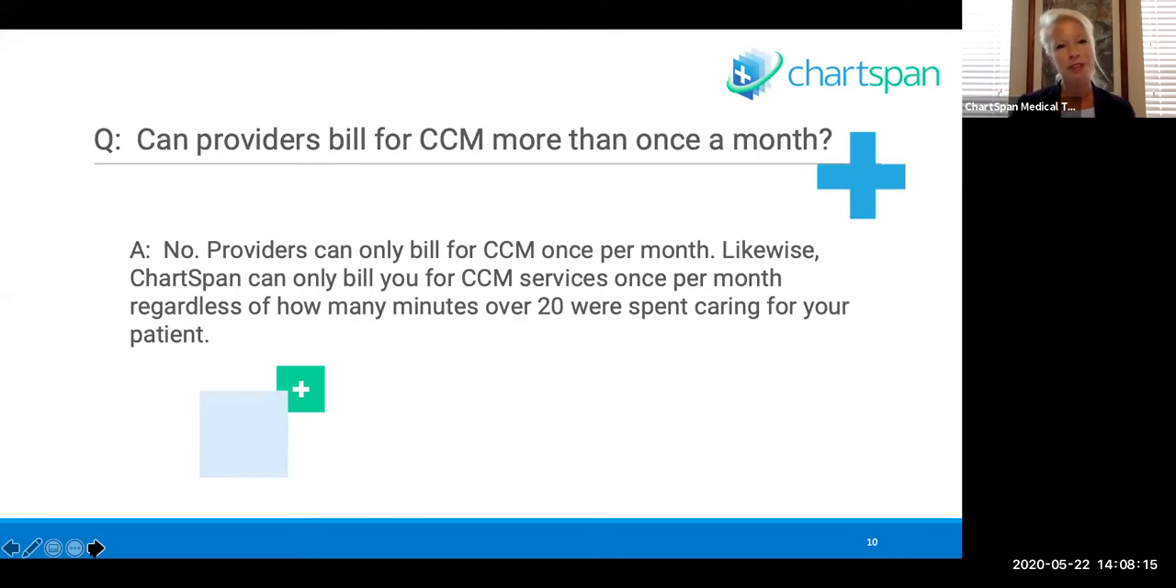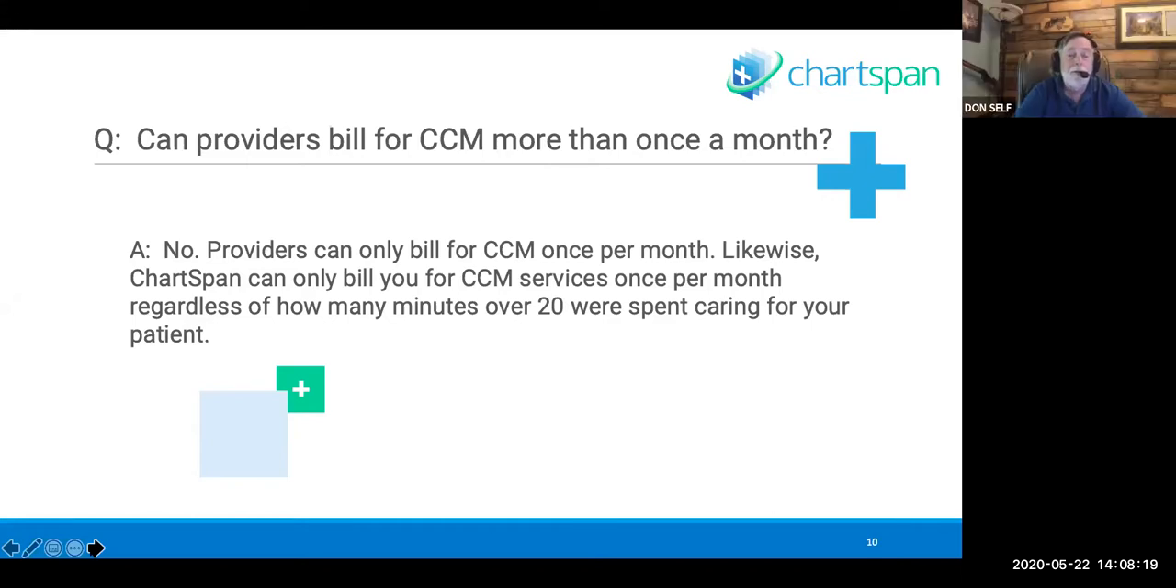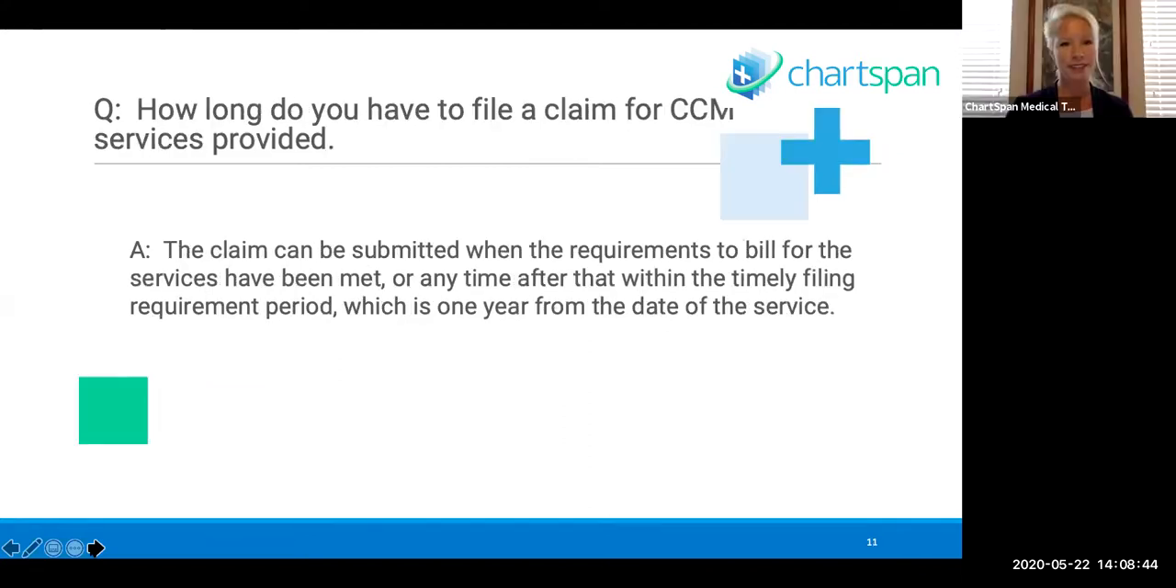Can providers bill for CCM more than once a month? No, you really can't because it's a whole calendar month period. So what you're going to do is, I typically recommend you wait till the end of the month and then figure out how many minutes you have so that you can figure out, am I billing out for 99490 or 99487 or 99489 or which code? So you want to wait till the end of the month and calculate it, but you're only going to bill out chronic care management once for a month. Right. Perfect.